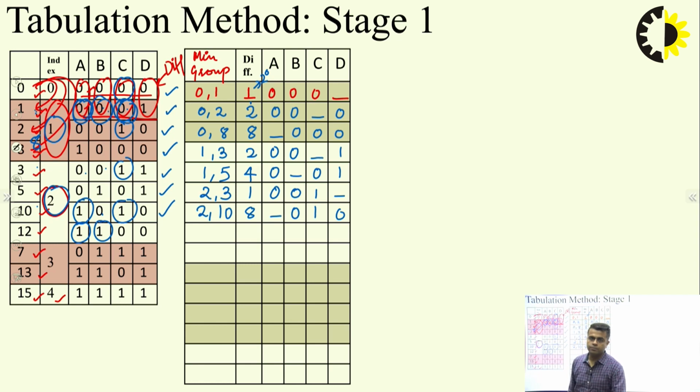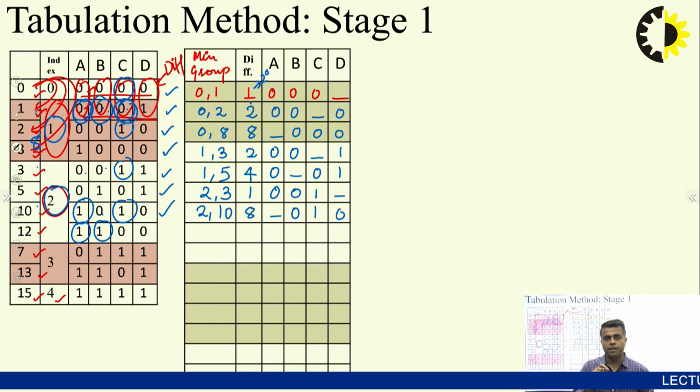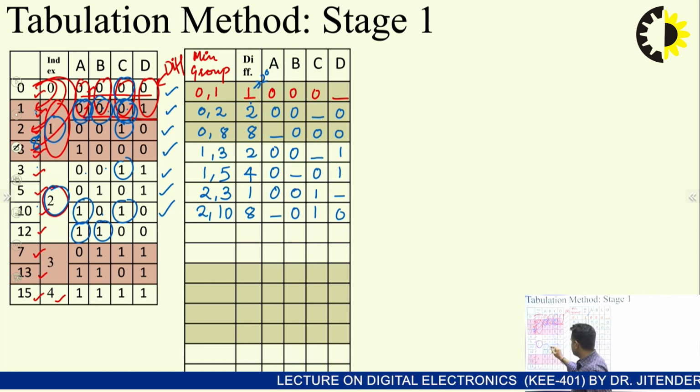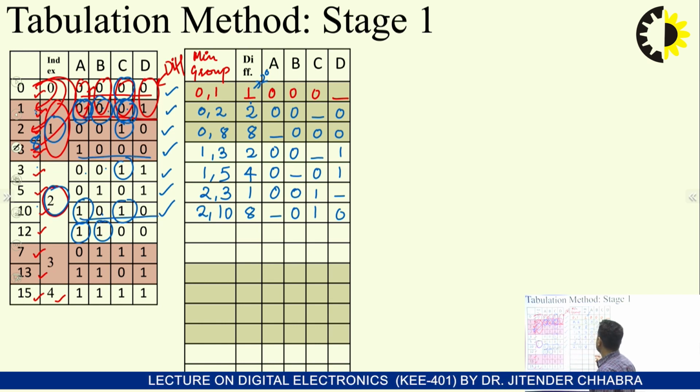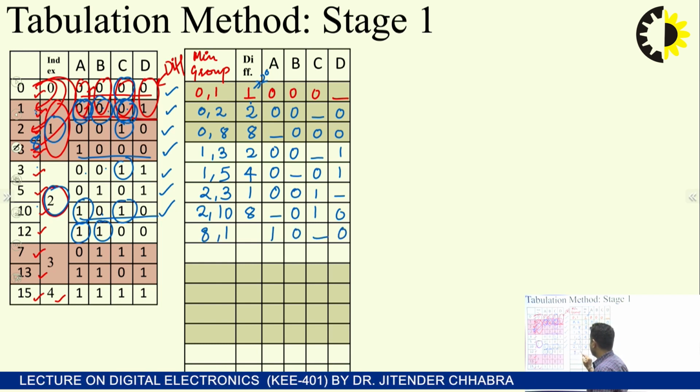8 and 10. Now 10 is greater than 8. That means the next term from the next index is greater than the term from the previous index. So this can result in a valid grouping. This is not a guarantee that it will definitely be formed, but it can. So 8, 10, difference is 2. We can check 1 0 0 0 and 10 is 1 0 1 0. So 10 dash 0. So this is 8 and 10.